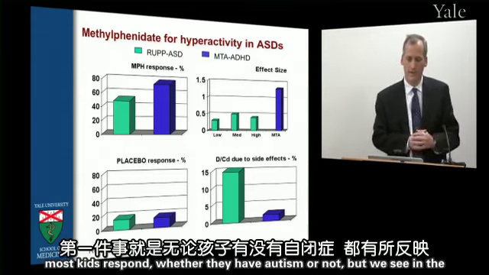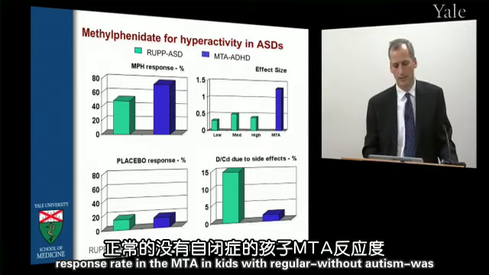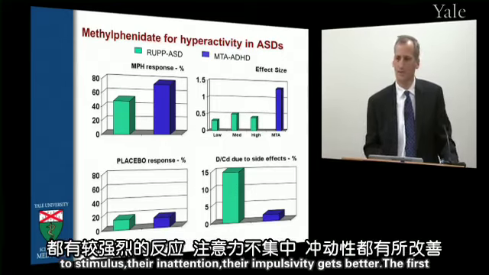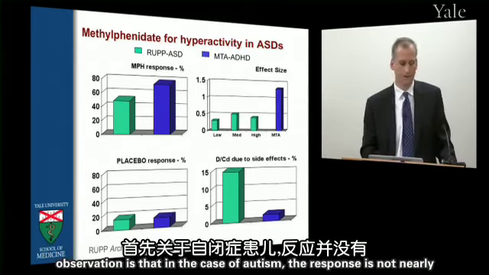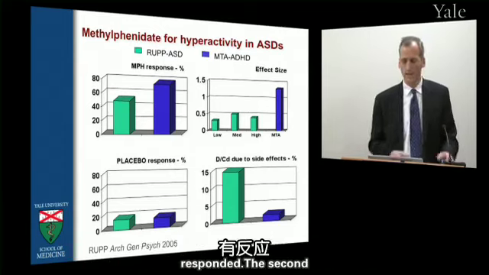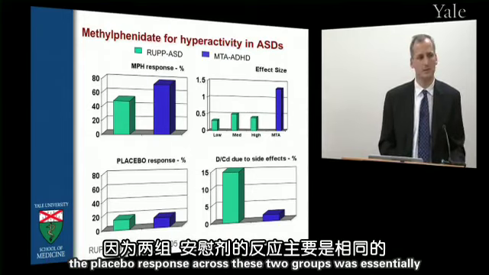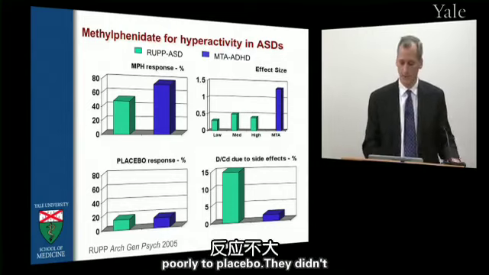So the first thing is that most kids respond, whether they have autism or not. But we see that the response rate in the MTA in kids without autism was close to 80%. Most kids respond very dramatically to stimulants. Their inattention, their impulsivity gets better. The first observation is that in the case of autism, the response is not nearly as much. About 40 to 50% of kids responded. The second observation is that this is not accounted for by placebo response, because the placebo response across these two groups was essentially identical. The kids responded just as poorly to placebo.